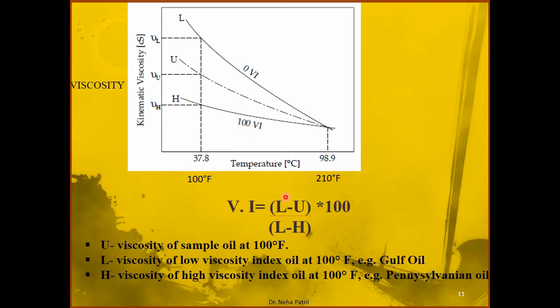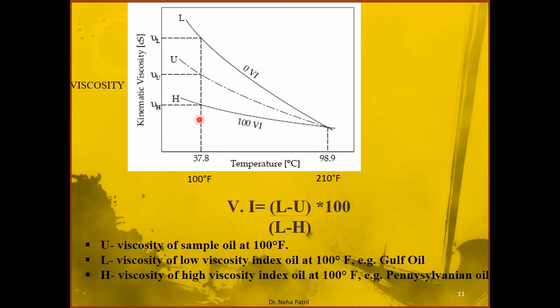Basically, you have to use this formula. Viscosity index is equal to (L minus U) upon (L minus H) into 100, where L obviously is the viscosity of low viscosity index oil, H is that of high viscosity index oil, and U is nothing but your sample. Now, one thing to remember is the values which you are going to use would be at one temperature.